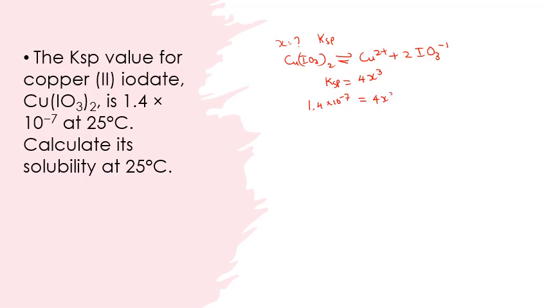Then I'm going to substitute 1.4 times 10 to the power negative 7 equals 4x cubed. And then we can find x cubed equals 1.4 times 10 to the power negative 7 divided by 4. Okay, so then we will have 0.35. I simplified that one. The answer is 3.3 times 10 to the power negative 3.